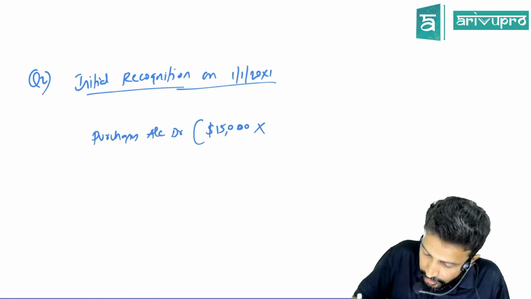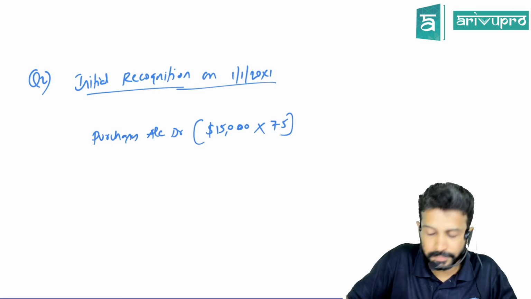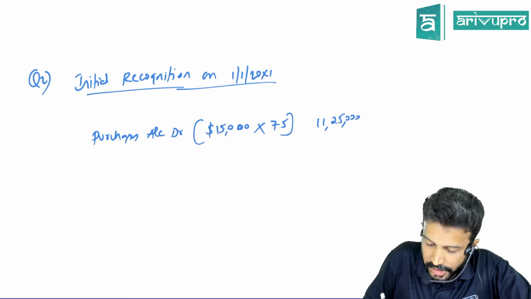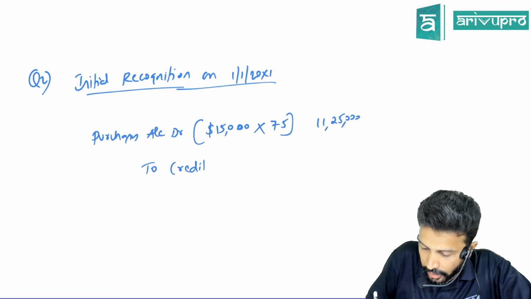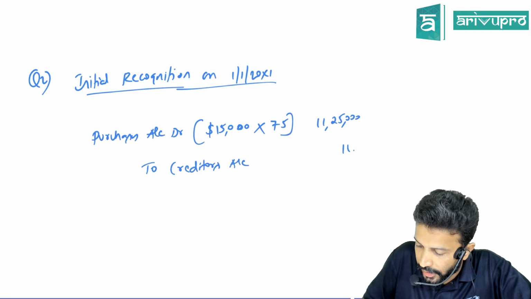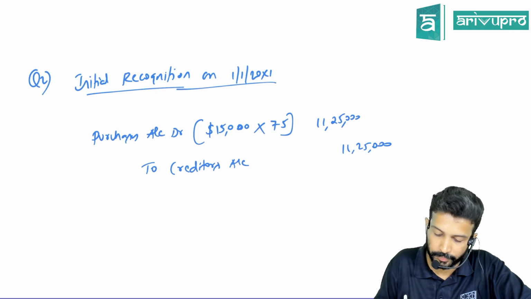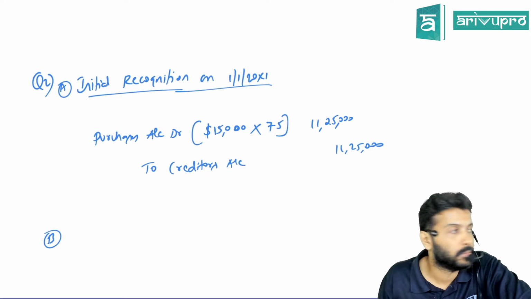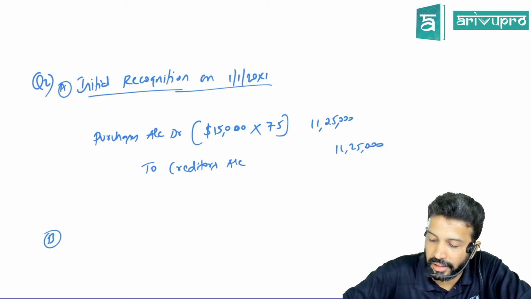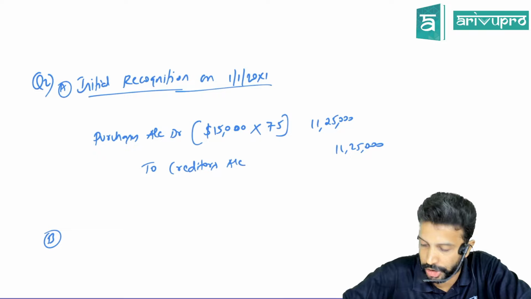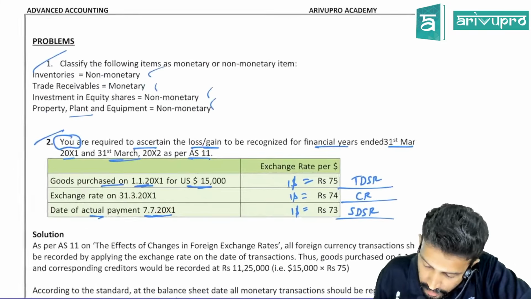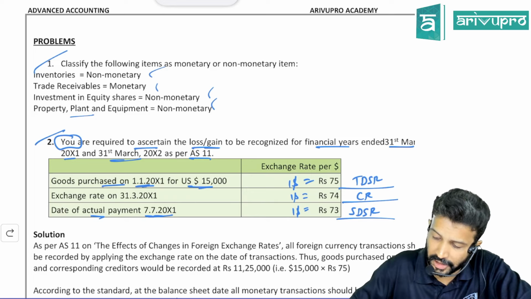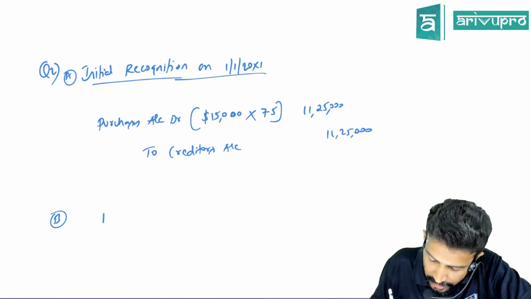So directly I can write here 15,000 into 75, which is 11 lakh 25,000. So purchases account debit to creditors account, which is 11 lakh 25,000. This is your initial recognition. I'll call this A. Next, B. B is the settlement, or the closure. You are doing the settlement on 7th July, but before 7th July, you are closing your books on 31st March. That means, can I say this is on your financial statement date?